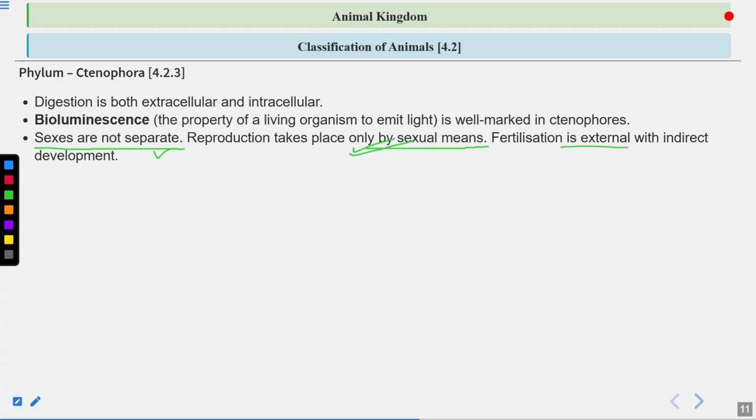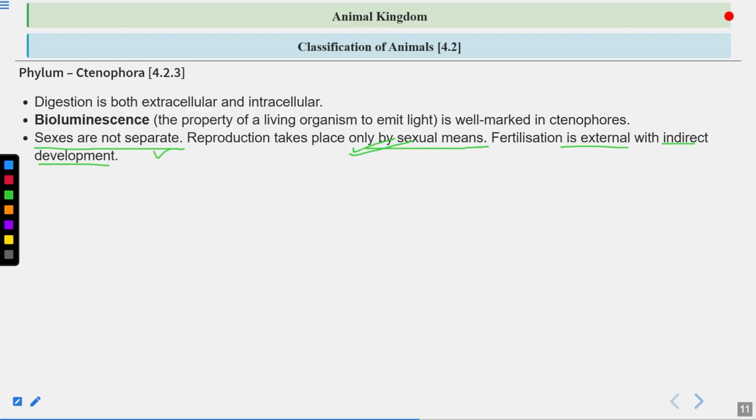And many times questions have been asked from these 2 points, right? Fertilization is external. External fertilization means the male gametes and the female gametes are released in the water. And when fertilization takes place, the zygote is formed, and the zygote will form the larva. Now, this larva doesn't look like the adult Ctenophora. So, the development is indirect, right?